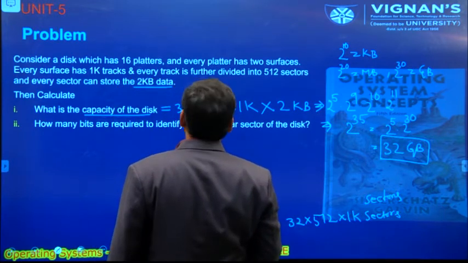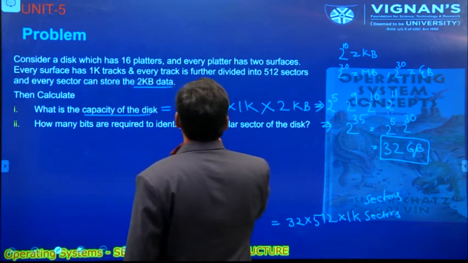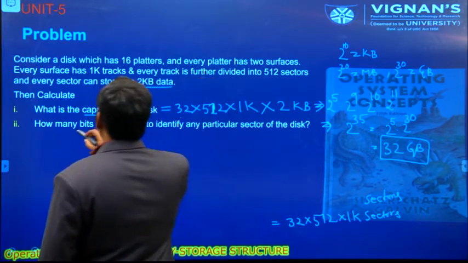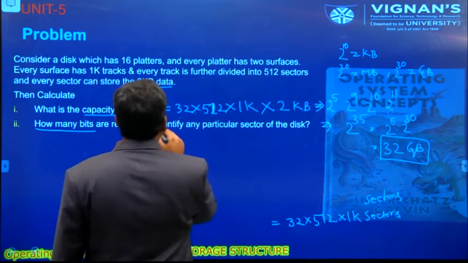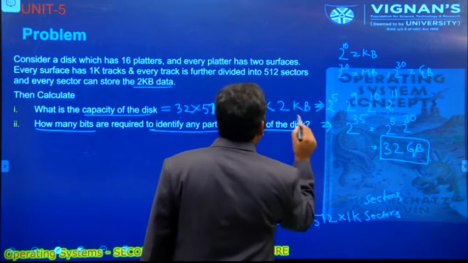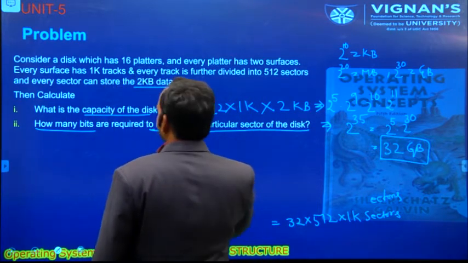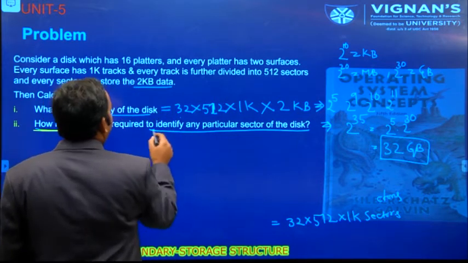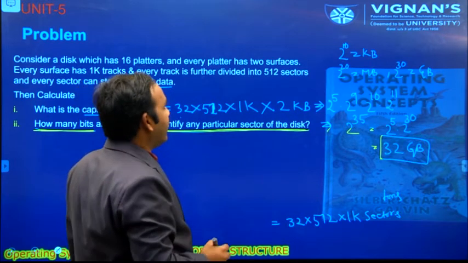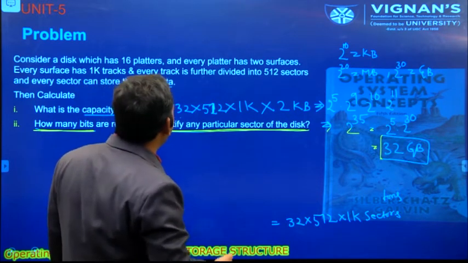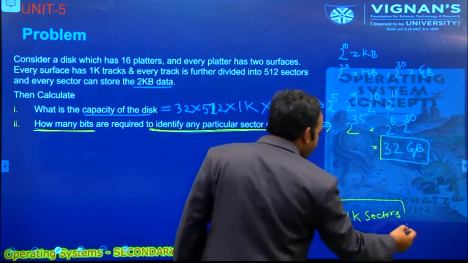And the second one, what is the second problem here? Here they are asking how many bits are needed to identify a particular sector in the disk. How many sectors do we have, according to the data?